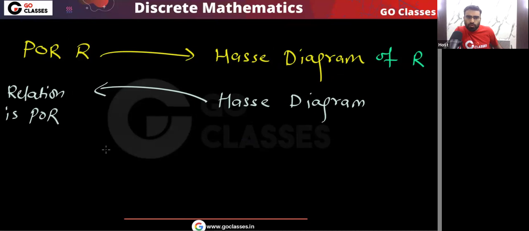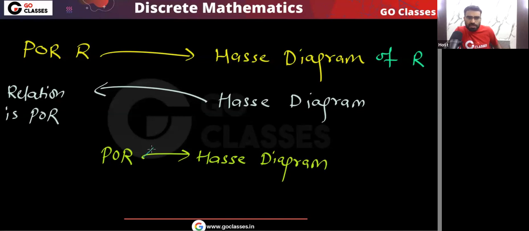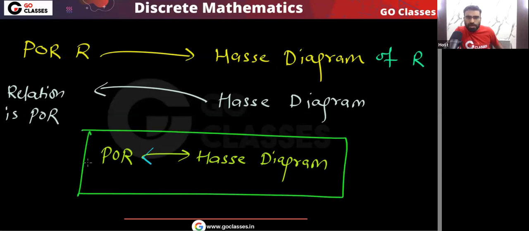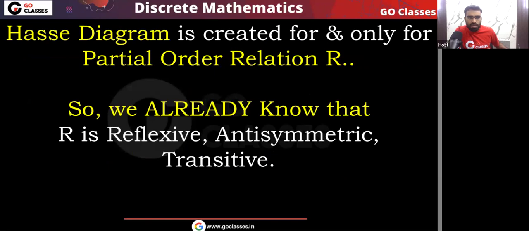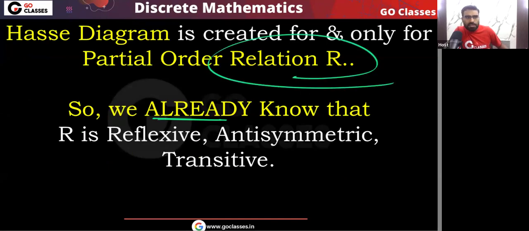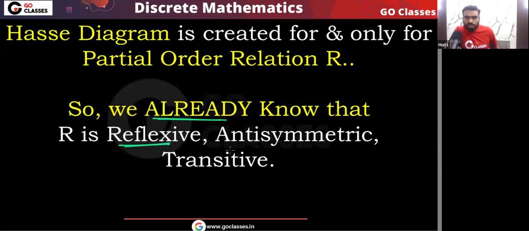Is this clear? So there are two ways. For a partial order relation you can create the hash diagram, and if you have a hash diagram, then that means your relation is a partial order relation. Tell me, if your relation is not a partial order relation, can you create the hash diagram? You cannot. So hash diagram is created only and only for partial order relations. Now you already know that partial order relation is reflexive, antisymmetric, transitive. So always remember, if I give you any partial order relation, then it will always be reflexive, antisymmetric and transitive. This we already know.